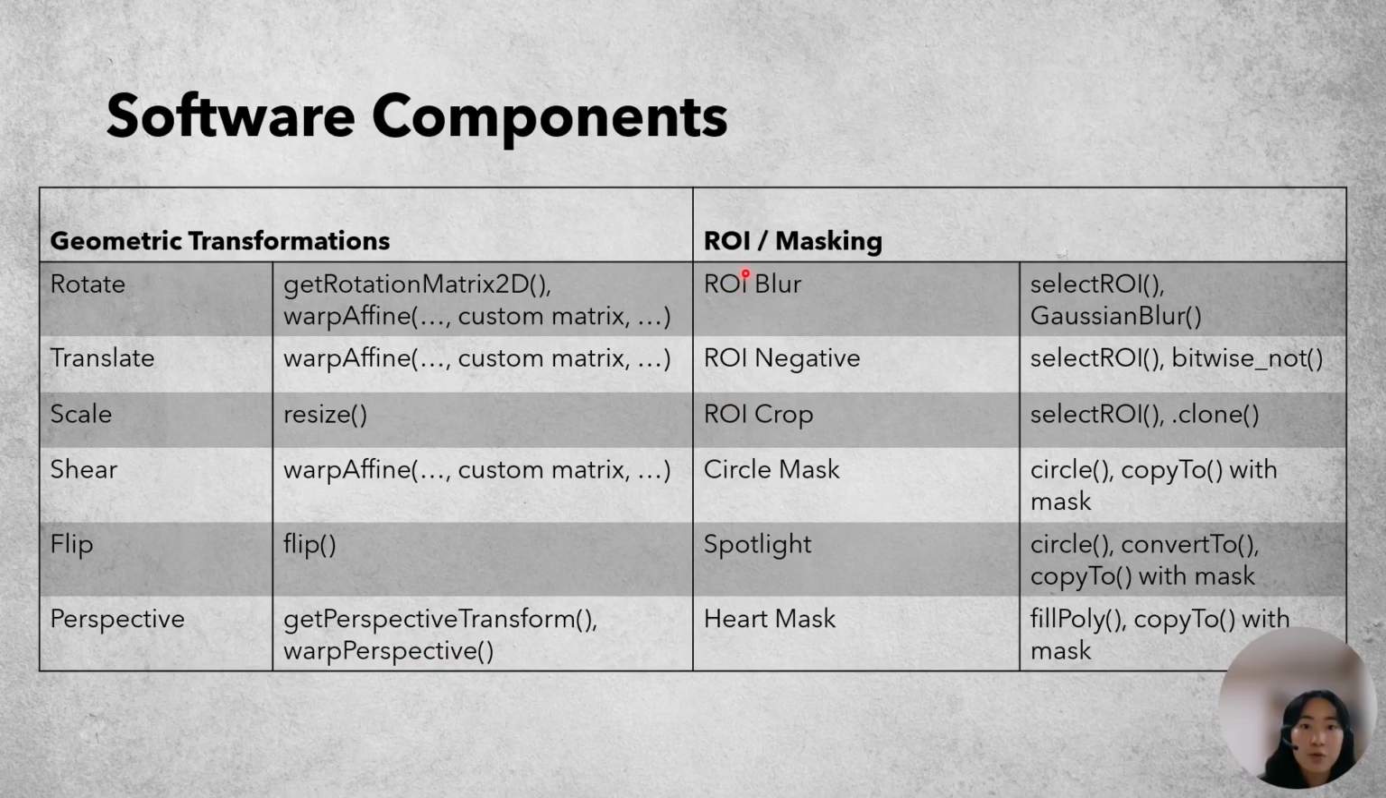And then for region of interest or masking, we have region of interest blur, where we select the region of interest and then use Gaussian blur. We also have something similar for negative, but we use bitwise not. And then crop as well, where we just clone the image. Circle mask is where we have a set circle, but the user can select the size of the circle, and then we're going to use copy to with mask. Similarly, spotlight uses circle, and then we're just going to use convert to and then copy to with mask. And the heart mask is similar to the circle, but instead we're going to use a heart, so fill poly, and then copy to with mask.